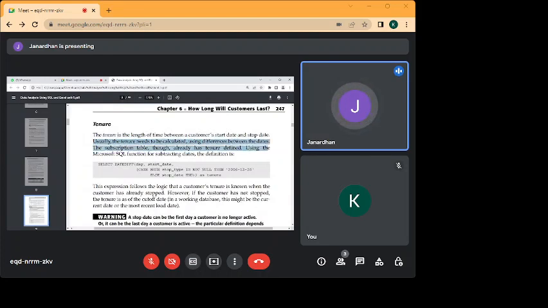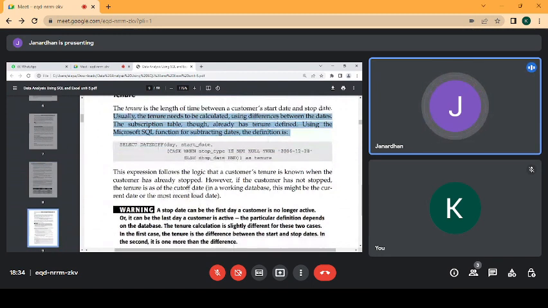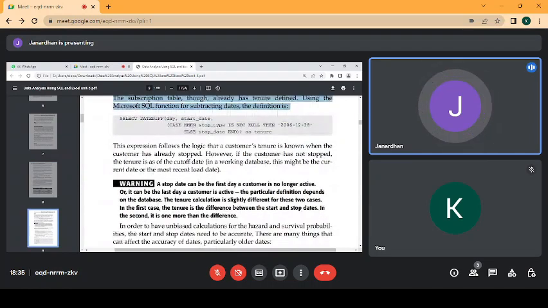The subscription table though already has tenure defined. Using the Microsoft SQL function for subtracting dates, the definition is: select date difference day comma start date, case when stop underscore type is not null then stop date else cutoff date, as tenure.